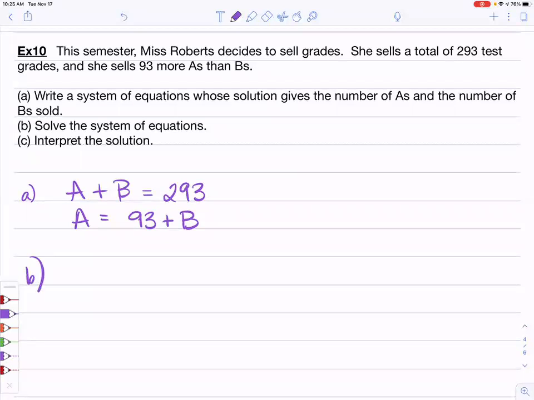Okay, so I would ask you, would you want to use substitution or elimination? Definitely substitution, you've got a variable alone. So let's take that A equals and plug it into the first equation. So instead of writing an A down, what will I write? 93 plus B is what I wrote. And then the rest of the equation, plus B equals 293.